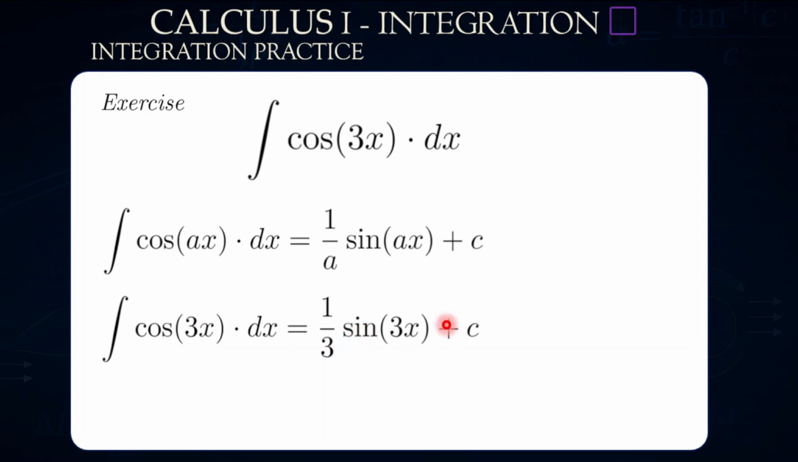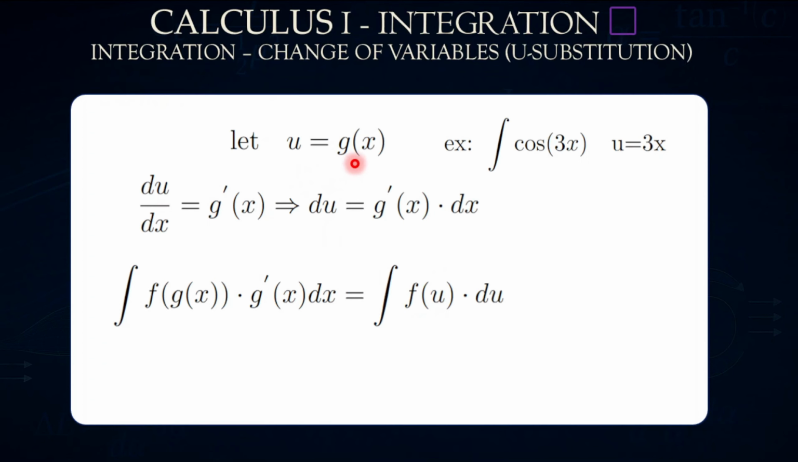Now, how did we get that? So let u equal g(x), all right? You have du over dx equal g prime, or the derivative of g(x). So du is equal to g prime x times dx, okay? So when we differentiate u, which is g(x), with respect to x, you get g prime x. So du is equal to g prime x, the derivative of g(x), times dx. In this case, u is equal to 3x, which is the angle of the cosine on the inside, right?